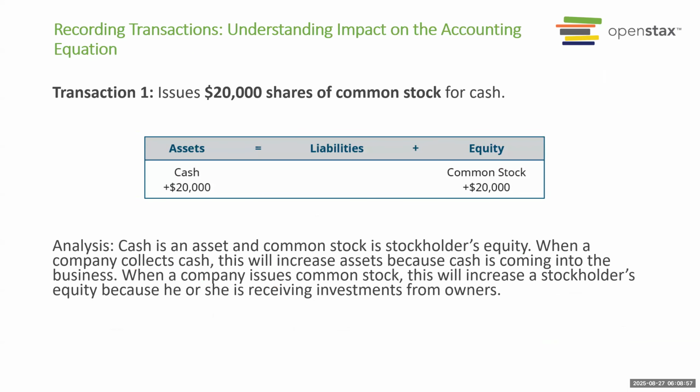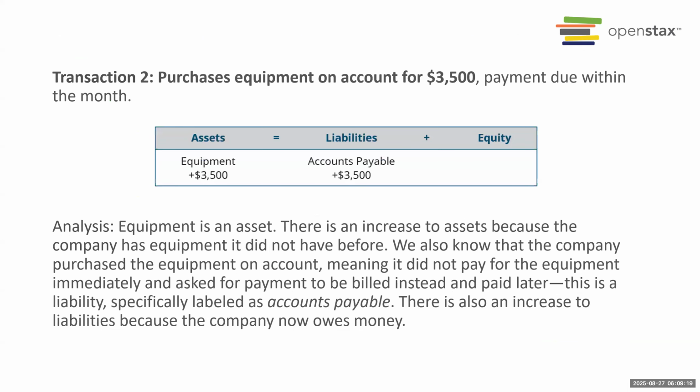All right, let's discuss a simple transaction. They issue $20,000 of common stock for cash. So equity would increase $20,000 and assets would increase by $20,000. They purchase equipment on account for $3,500. Equipment would increase by $3,500 and liabilities of accounts payable would also increase by $3,500.